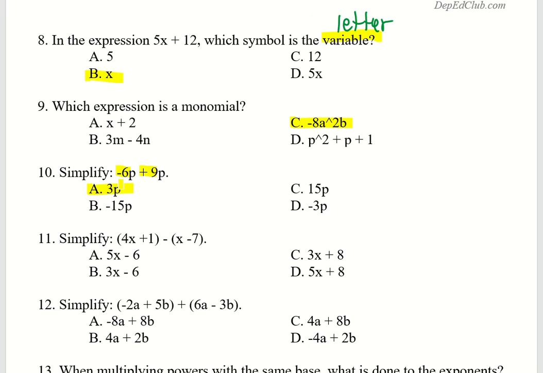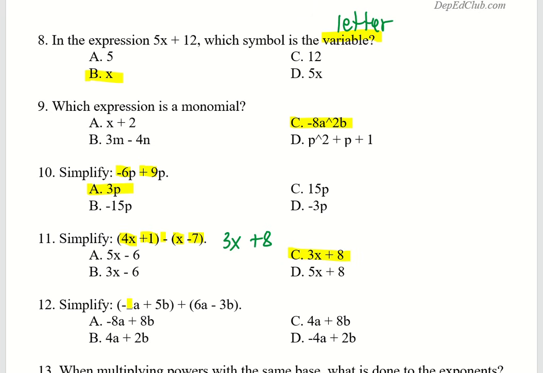11. Simplify 4x plus 1 minus x minus 7. So you get 4x minus x. That will be 3x. And then you get 1 minus negative 7. That will be positive 8. So 3x plus 8. So that is letter C.